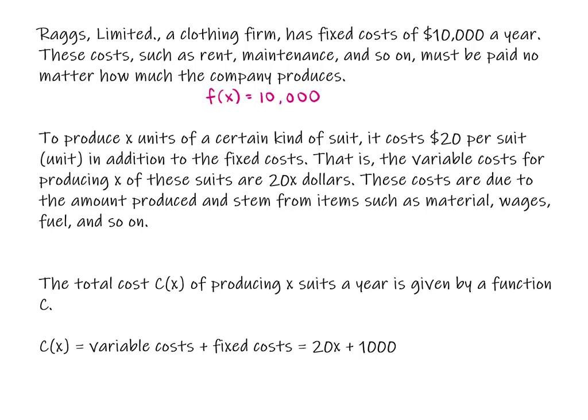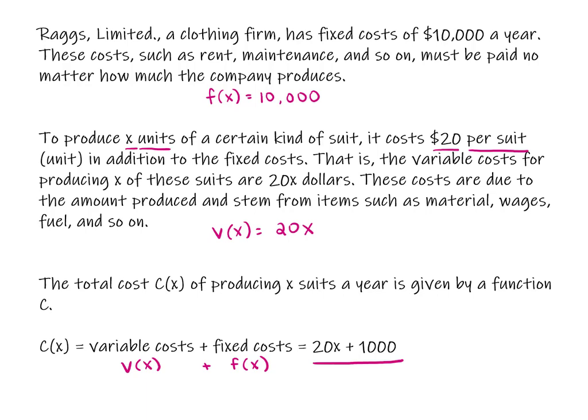And then it says to produce X units of a certain kind of suit, it costs $20 per suit. And when you see something that says 20 per suit, then that means that you're multiplying. So my variable costs are going to be $20 per suit. And notice that per suit talks about how many units. This is X, that's where we're using it. The total cost of producing suits is going to be the variable cost plus the fixed cost. And that's what they came up here with, 20x plus 10,000.